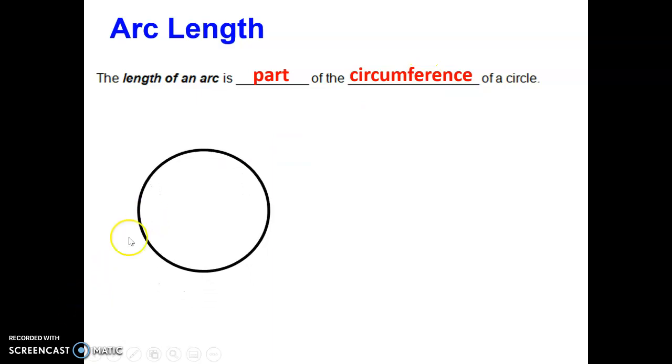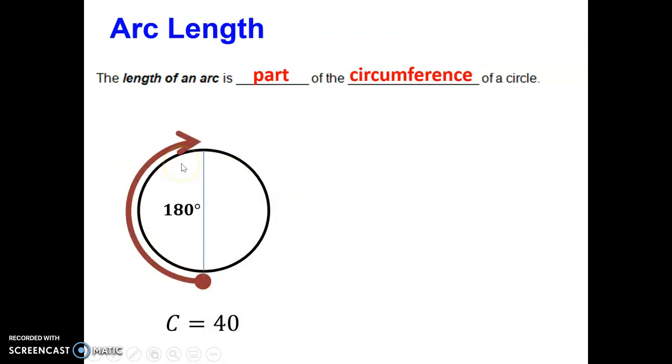So let's check this out. Here's a circle. I have split the circle in half by putting a 180-degree angle here. So basically I've drawn in the diameter. Now the circle is split into two halves. This C here represents the circumference. If the entire circumference is 40, then what would you say is the length from here to here? I hope that answer is pretty obvious. It's 20, because clearly we are going halfway around and the full circumference is 40.